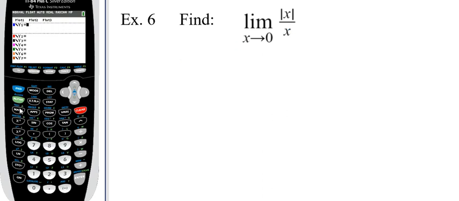Absolute value, your calculator does have it. It's in the math menu. So if you press math and you go over to number, it says abs. That's not talking about your rock hard abs, ladies and gentlemen. That's absolute value. So let's use absolute value of x, get out of the absolute value sign, divided by x.